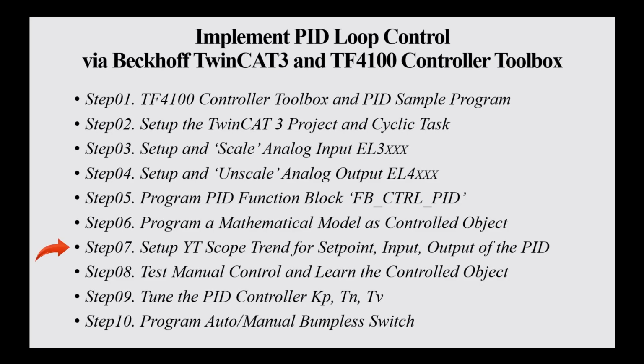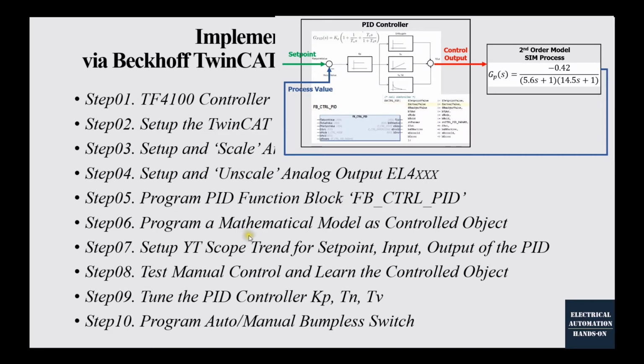Hello everyone, in this video we will discuss step 7, how to set up the scope trend for the setpoint, input, and output of the PID. Based on the previous video, we programmed the PID function block. Also, we used one second-order mathematical model as our controlled object. We connect the PID and this mathematical model, and control them together as a closed-loop system.